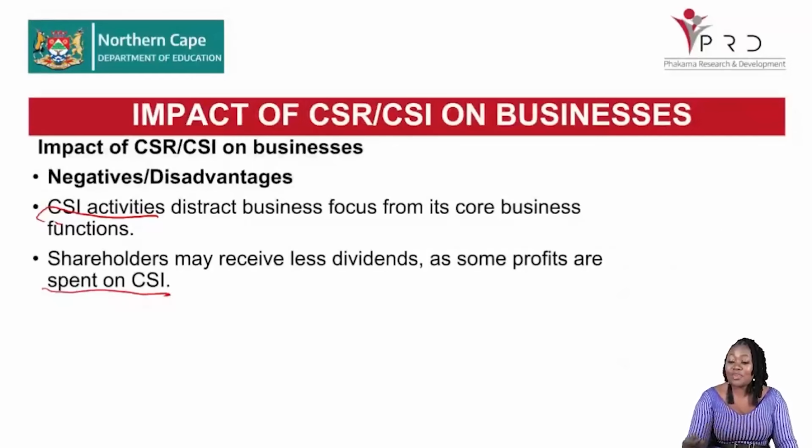So here we are, we're a business, we decide that we are going to build recreational grounds in the community. And then we spend some of our profits on there. So it becomes a disadvantage because now shareholders will receive less dividends because we spend some of the profits on our CSI projects.